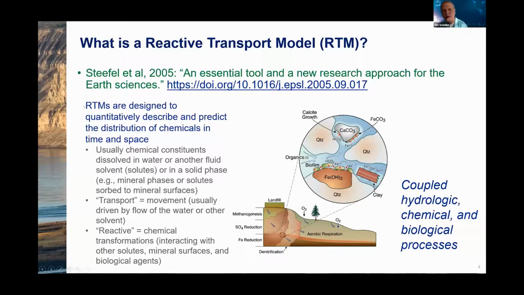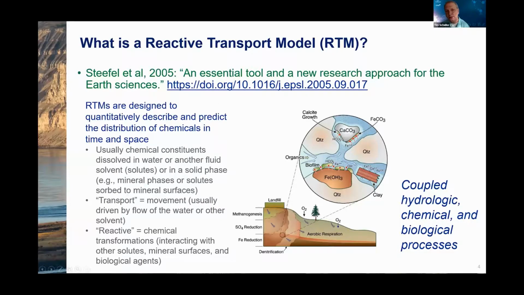Reactive transport models, or RTMs, are designed to quantitatively describe and predict the distribution of chemicals in time and space. Most RTMs have been traditionally applied in the subsurface environment, but certainly they can also be applied in rivers, in surface water bodies, in the atmosphere, and so forth.